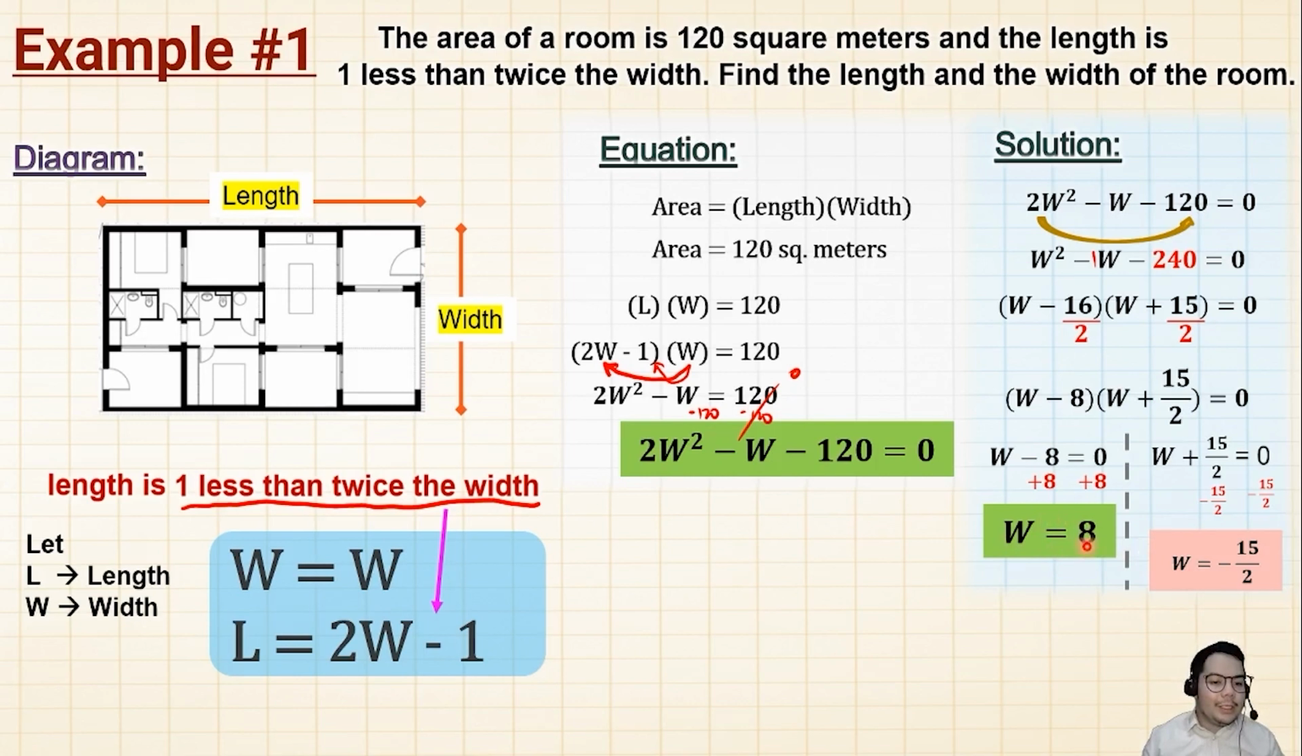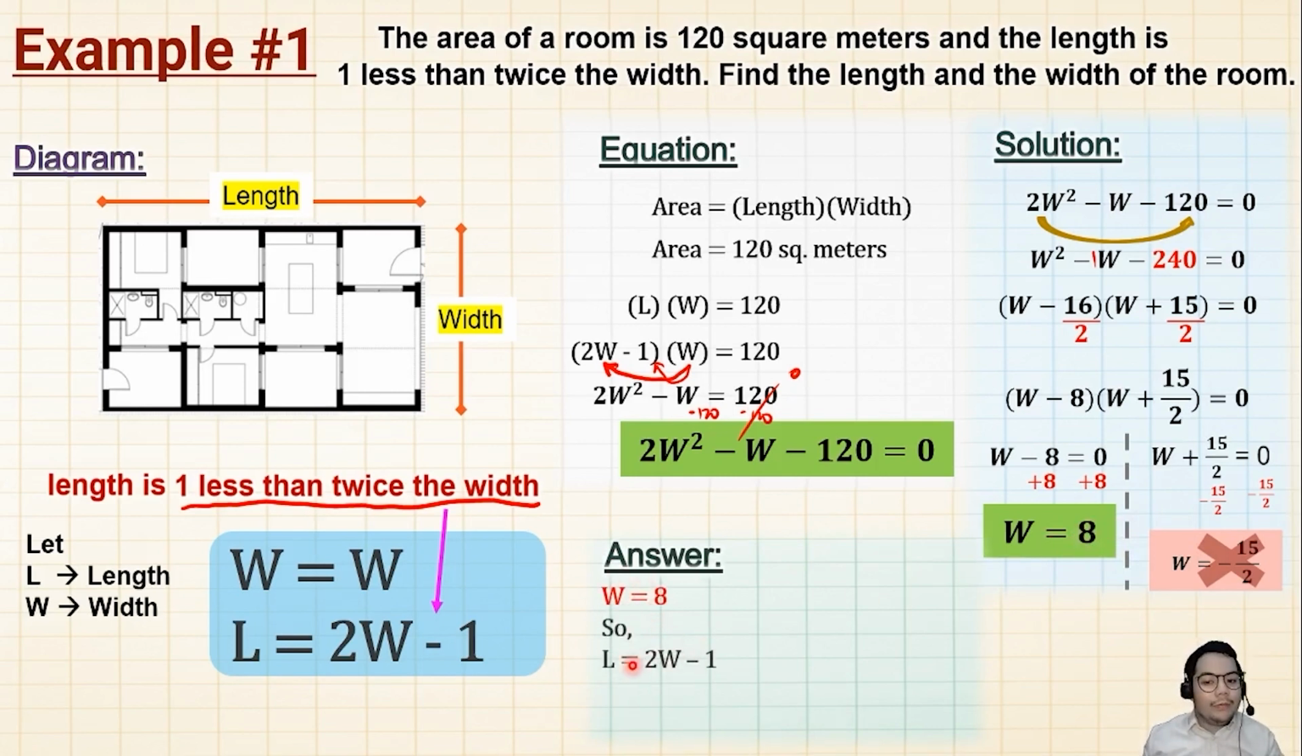Since W represents our width, we can say our width can be 8 meters. But if you take a look at this given root, it's negative 15 over 2. Yes, it's possible na meron tayong fraction na width or measurement. Pero it's not possible that we can have a measurement that is negative. So, although solution siya or root siya ng ating quadratic equation, we cannot consider this one. Kasi nga, negative siya. Wala naman tayong negative na measurement. So, as we evaluate our answers, we can say that W is equal to 8.